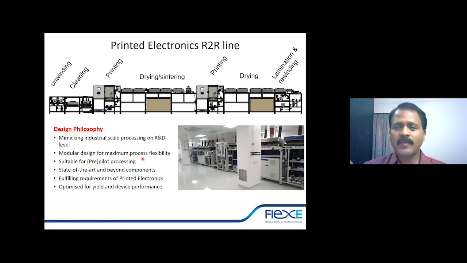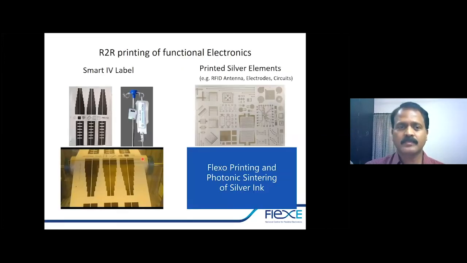In the next slide, I'll show a brief video clip of how we are printing devices on this machine. These are some of the things which have been printed on this roll-to-roll machine, and I'll talk a little bit about the smart ID label later on. So let me now play this.